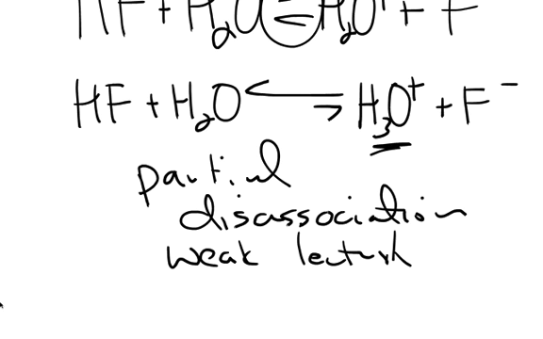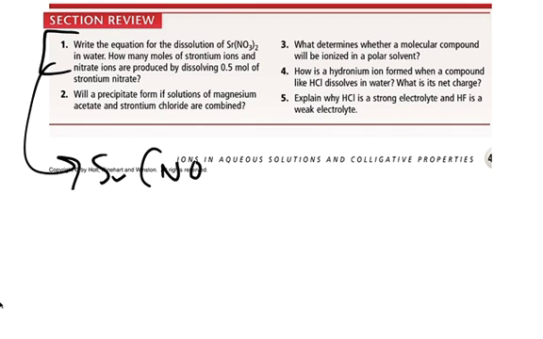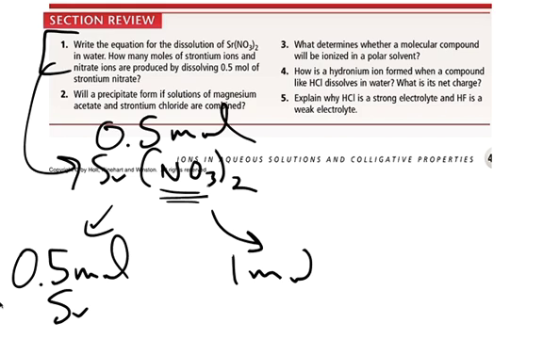Okay. So, a couple of questions. Should we answer them? Yes. Write an equation for the dissolution of strontium nitrate, Sr(NO3)2. Now I know that's going to be soluble because nitrates are always soluble. How many moles of strontium ions and nitrate ions are produced by dissolving 0.5 moles? So if we have 0.5 moles of this, well, we have 0.5 moles of strontium. And how many nitrate? Well, there's 2 times 0.5, 1 mole of nitrate. So this is where we just want to be able to read the equations we have.